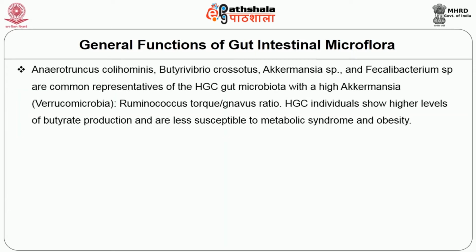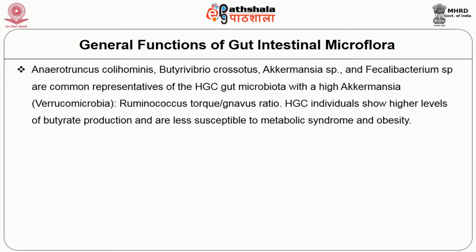Anaerotruncus colihominis, Victivallis vadensis, Akkermansia species and Faecalibacterium species are common representatives of the high gene count gut microbiota, with a high Akkermansia to Ruminococcus torques and gnavus ratio. High gene count individuals show higher levels of butyrate production and are less susceptible to metabolic syndrome and obesity.